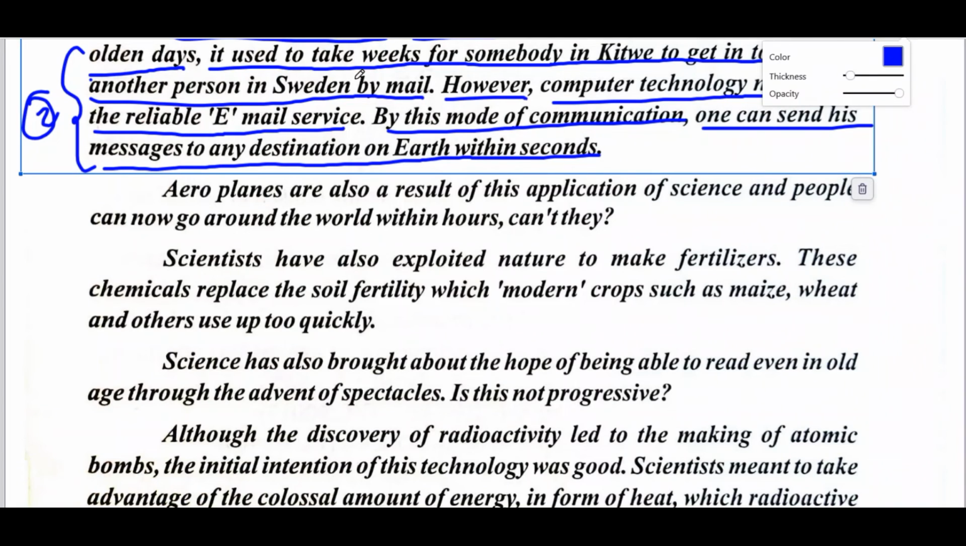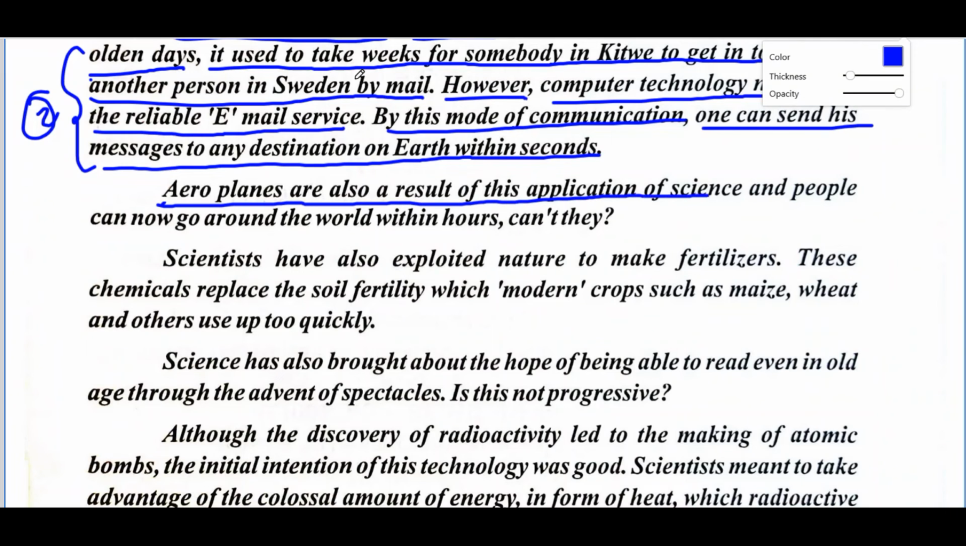It is because of science that we now have aeroplanes, which are also a result of the application of science, and people can now go around the world within hours, can they not? This is the importance compared to if we were to use, let's say, road transport. It would maybe take years for someone to move from, let's say, Zambia to Britain. But because of aeroplanes, it may take only hours for someone to travel. So this is point number 3.